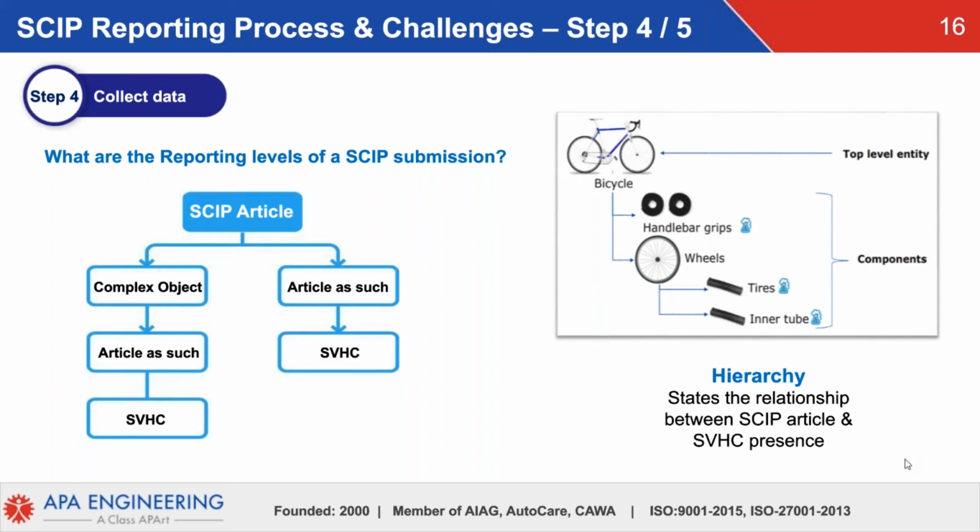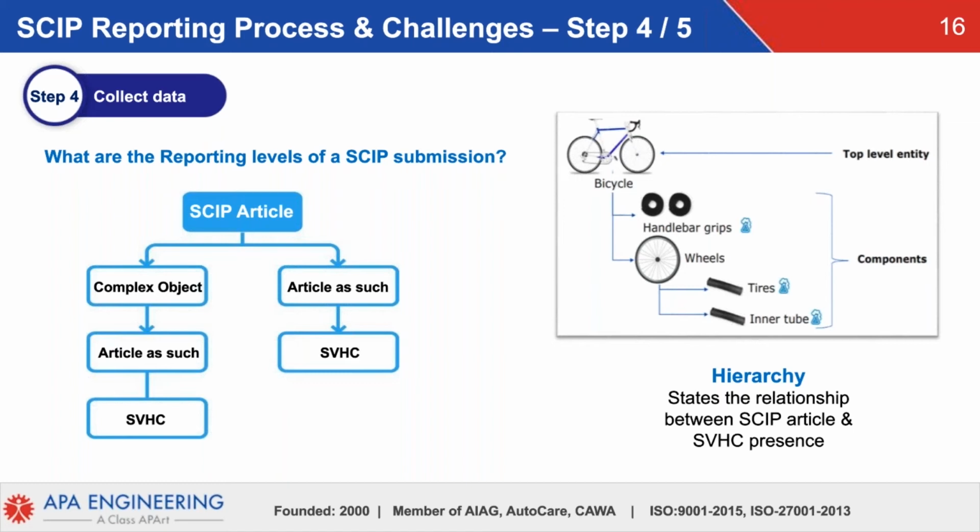As shown in the flow chart, a bicycle may have multiple complex objects which comprise articles. As an example, a bicycle is a complex object which has further complex objects such as wheels, chain, sprocket assemblies, etc. And the wheel has several articles such as tires and inner tube.